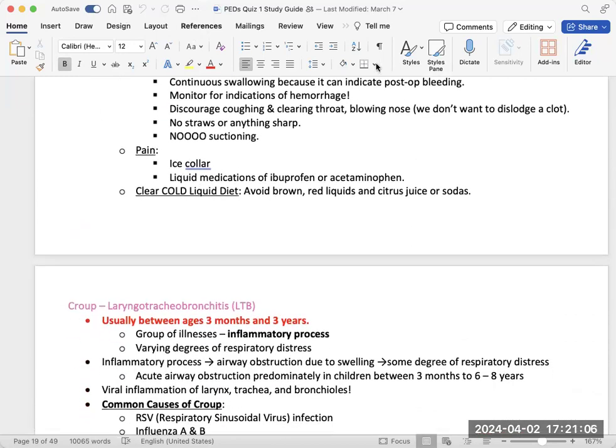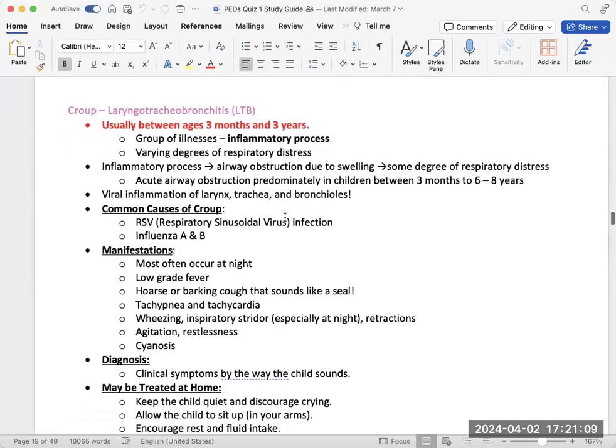Okay, so the next thing is croup, which is also called laryngotracheobronchitis, which they just call croup, which is nicer than that word. And this actually has an age period, usually between 3 months and 3 years, and it's a group of illnesses, and it causes an inflammatory process. What that means is inflammation, right? There's some sort of inflammatory response in that area, because this is the anatomy of it. Croup is an inflammation of the larynx, the trachea, and the bronchi. That's going to cause airway obstruction because of all that swelling and could cause some degree of respiratory distress.